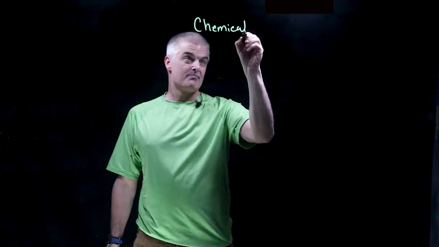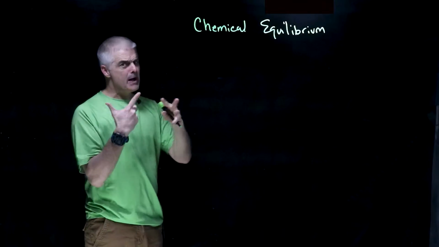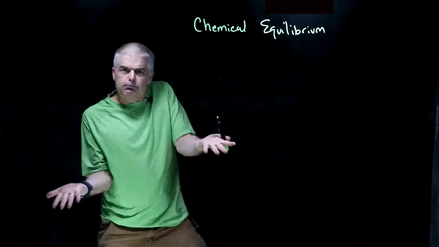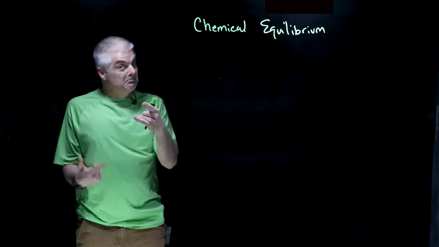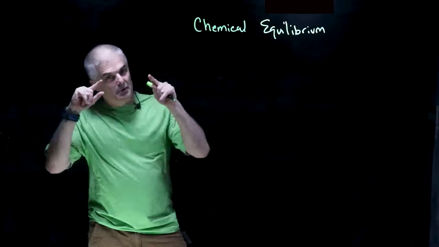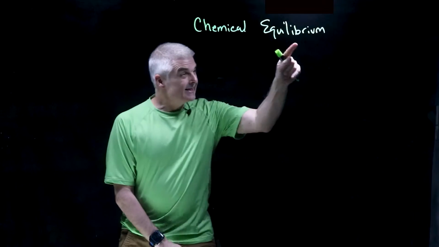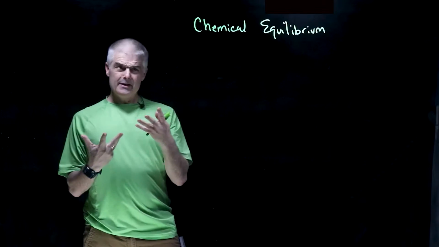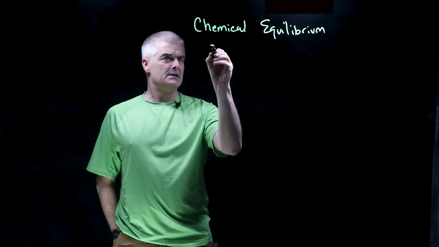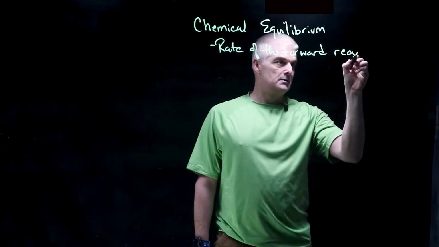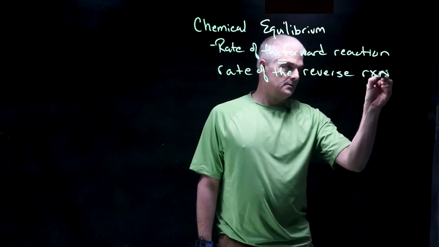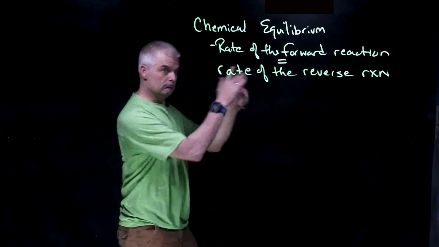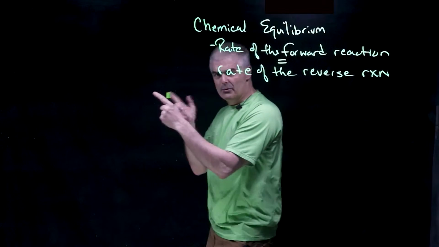Today we want to talk about chemical equilibrium. Now you've probably heard about equilibrium before. It's when things are balanced, right? But when we talk about chemical equilibrium, there's a very specific definition. You know what it is? It's when the rate of the forward reaction equals the rate of the reverse reaction.